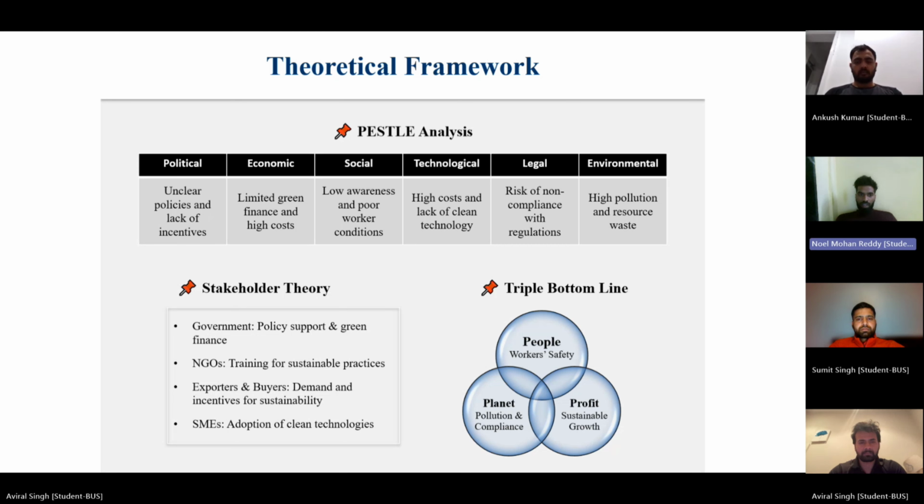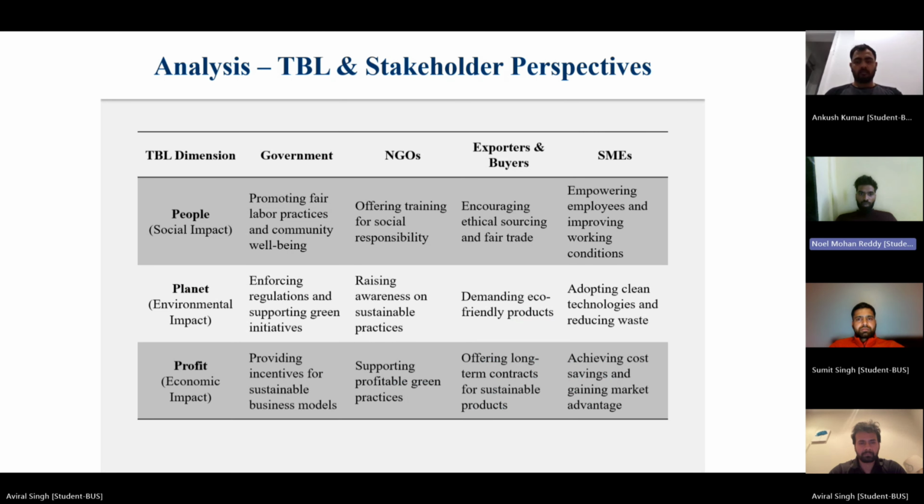Triple bottom line and stakeholder analysis. Through the lens of the triple bottom line, we found most SMEs are still largely focused on profit. They prioritize cost cutting and delivery timeliness over worker safety, waste management, or eco-friendly practices. But the landscape is shifting. People. Workers are becoming more aware of their rights, and unsafe factory conditions and wage delays are being reported more frequently. Training and upskilling initiatives can improve productivity and morale.